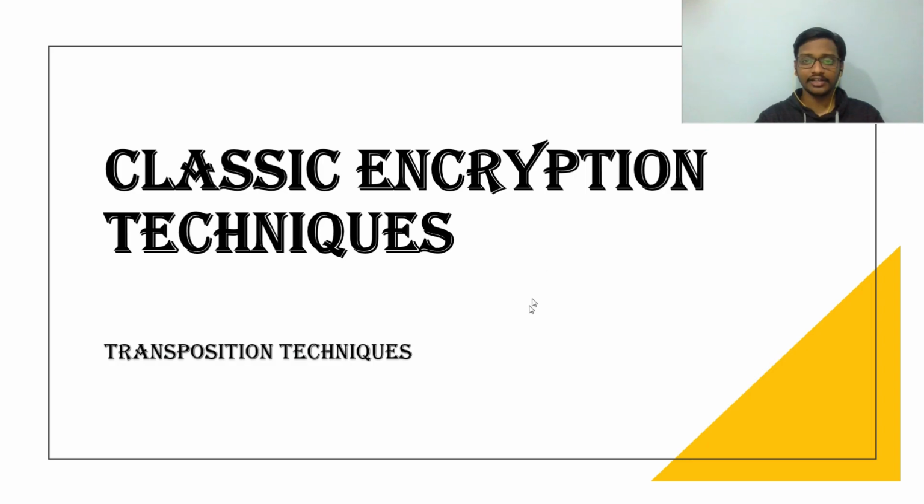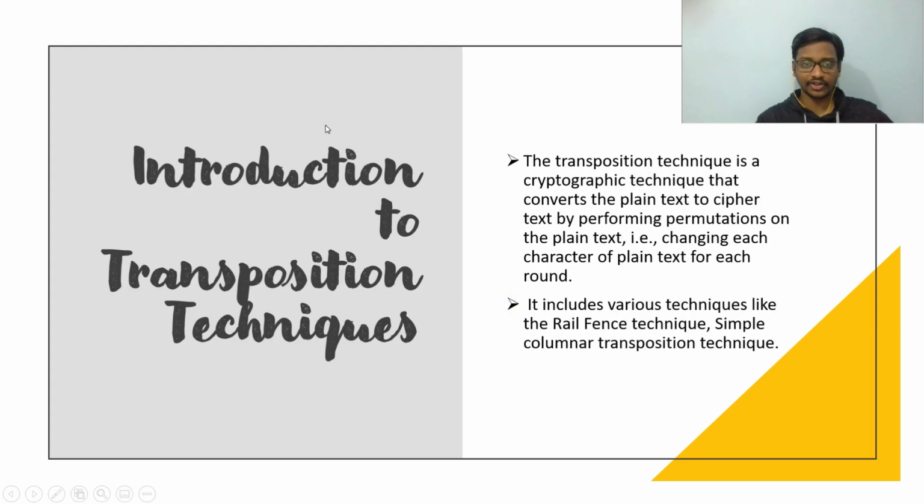So, coming to the introduction of transposition techniques, the transposition technique is a cryptographic technique that converts the plain text to the ciphertext by performing permutations on the plain text. In this transposition technique, there are two types of techniques present. The first one is the rail fence technique, and the second one is columnar encryption.